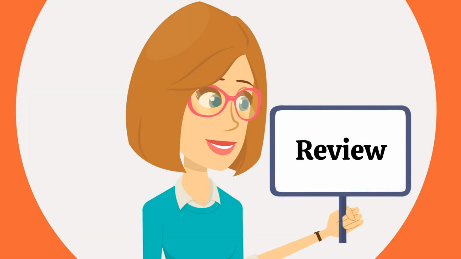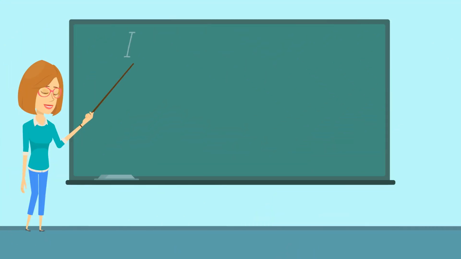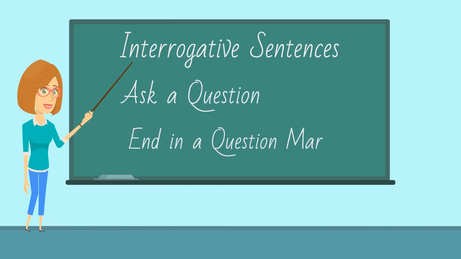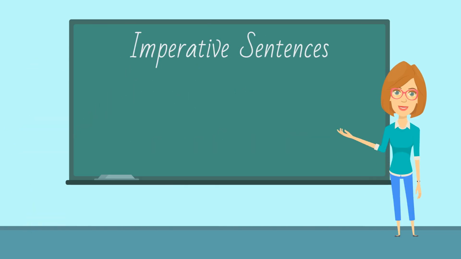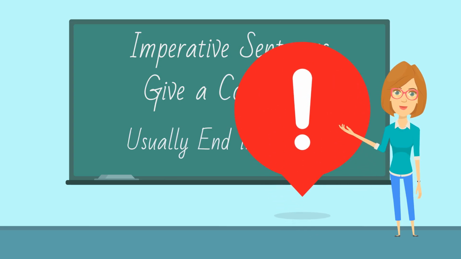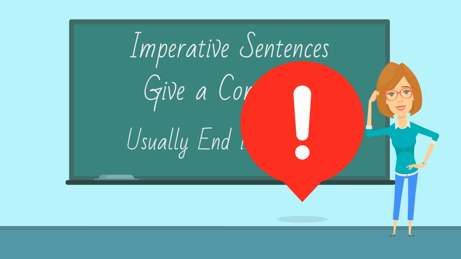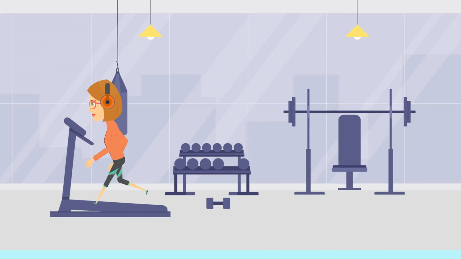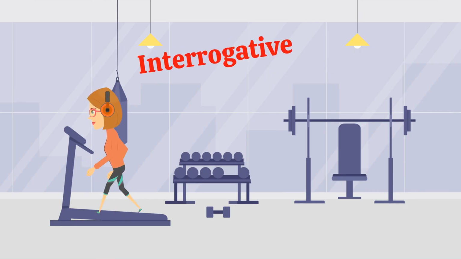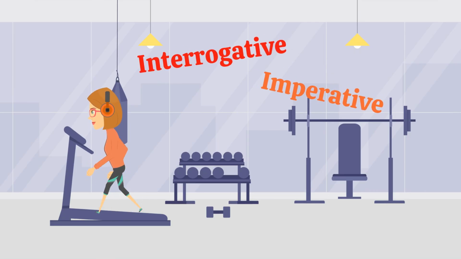Let's do a quick review of what we've learned today. Interrogative sentences ask a question and end in a question mark. Imperative sentences give a command and usually end in a period, or sometimes an exclamation point if it's a really strong imperative sentence. Before we move on to our sentence type song, let's see if you can tell the difference between interrogative and imperative sentences.